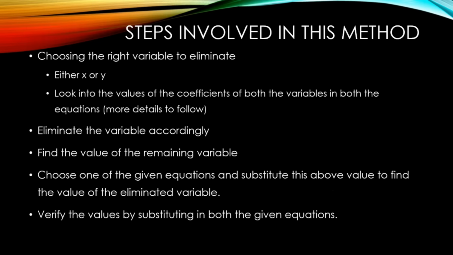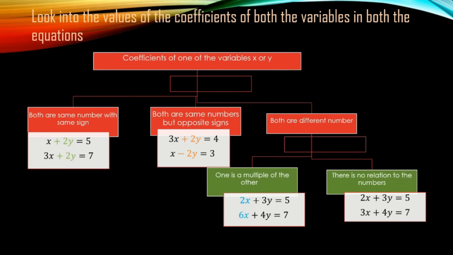Once you are done finding both the values of x and y, go back to the given equations, substitute them, and verify whether your answers are right or wrong. How do we choose the correct variable, x or y? For choosing the correct variable, you should look into the coefficients of either x or y. Coefficients means the numbers that are attached to the terms x or y.